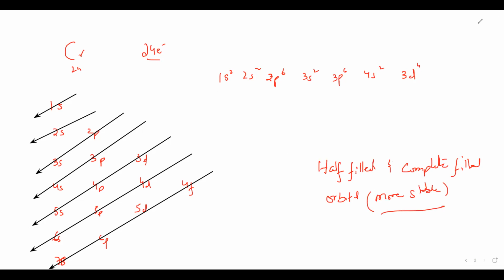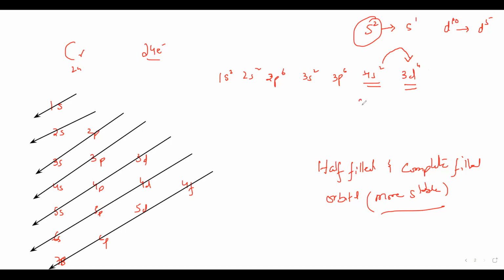So what happens? Because s can maximum have two, what will be half of s2? It will be s1. And same thing, d can maximum have 10, so what will be half? It will be 5. So what happens in the case of chromium? Right now 4s is complete, but 3d is incomplete, partially filled, not half. So one of the electrons jumps from s to d to make it more stable, because I told you when orbitals are either half filled or completely filled, they are more stable.